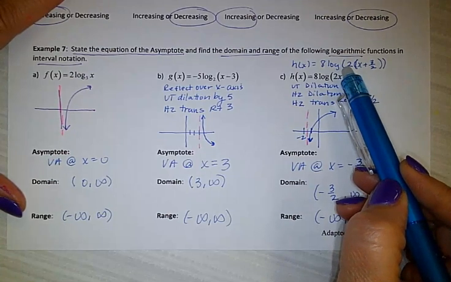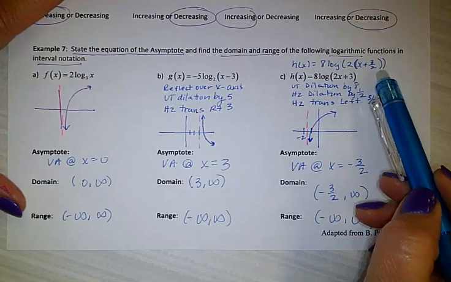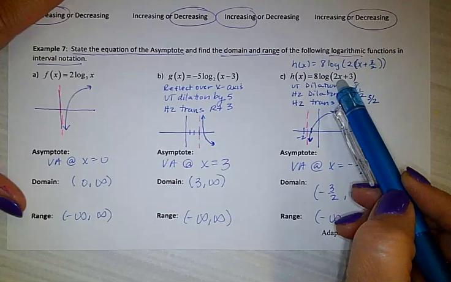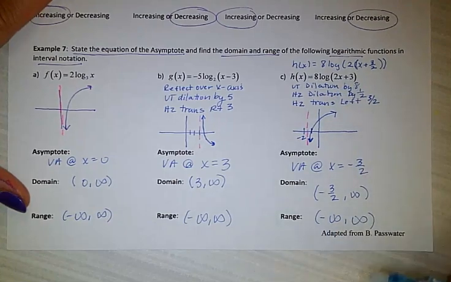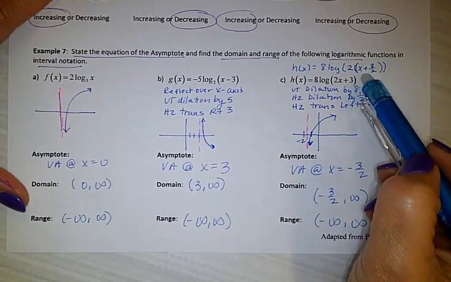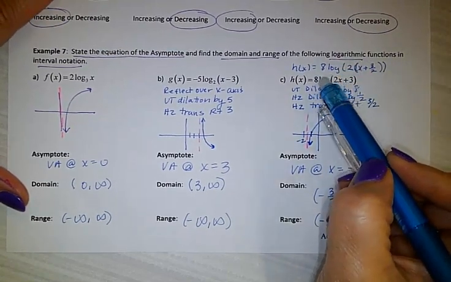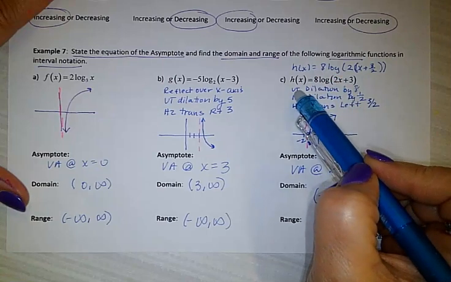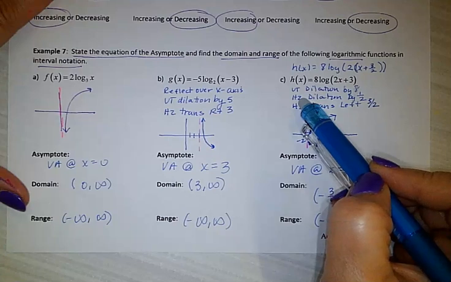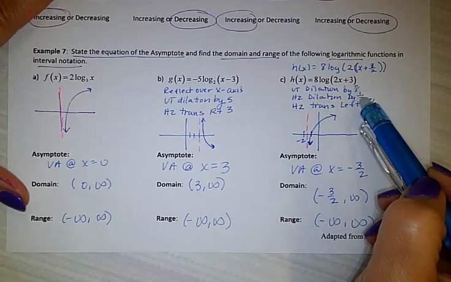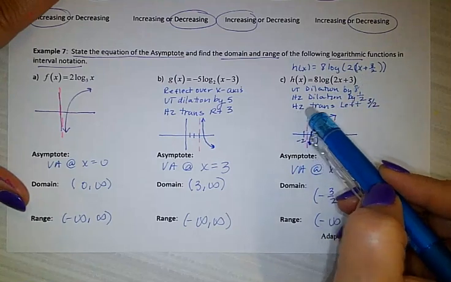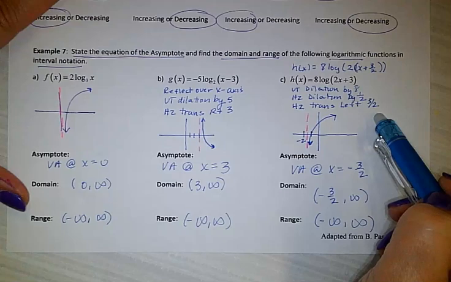If you don't remember to isolate that B value, then it's going to mask what's happening here. This isn't a horizontal translation to the left 3. So if you didn't remember to isolate, you might have a little bit of stuff wrong here, but hopefully that refreshes your memory. So we have the 8, which is going to be a vertical dilation by 8. We have the 2, which is going to be a horizontal dilation by 1/2. Remember, it's by the reciprocal. And then the plus 3 halves means we have a horizontal translation to the left 3 halves.